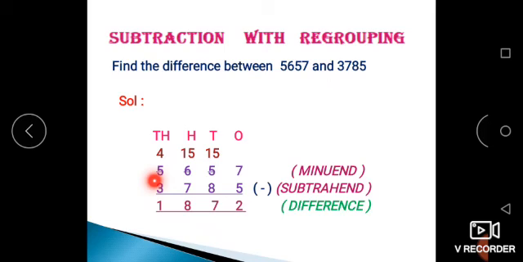Next we subtract in the thousands place value. 1000 was borrowed from 5 thousands, so the answer left is 4000. So 3 is subtracted from 4, and the answer is 1. So 3785 is subtracted from 5657, and the answer is 1872. Okay, we'll move to the next slide.